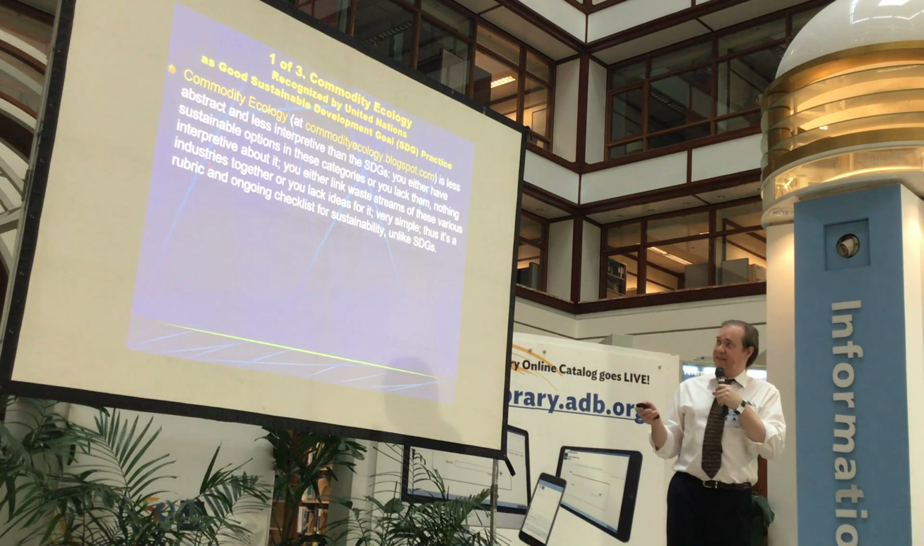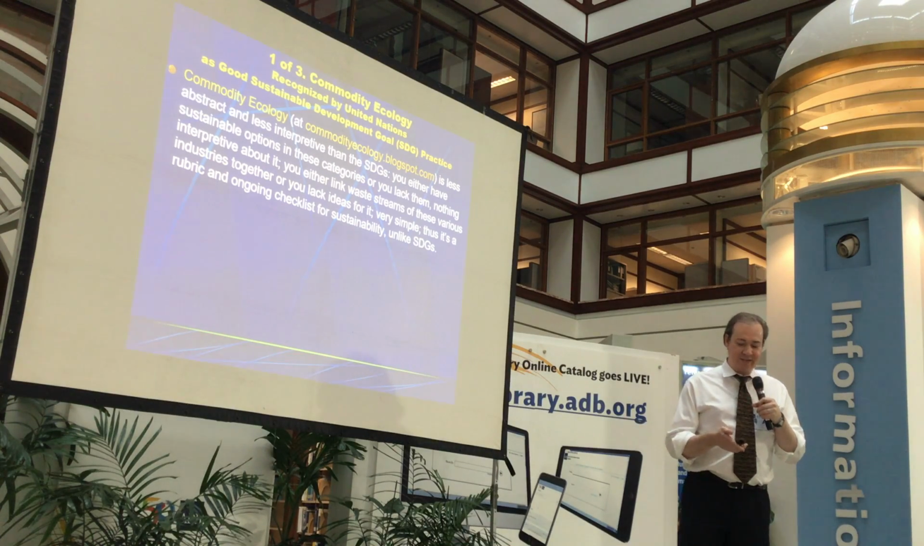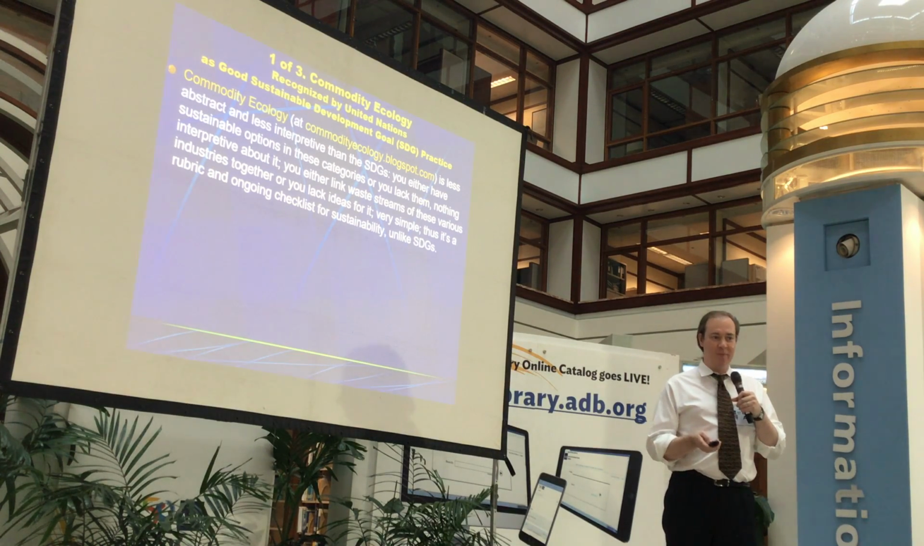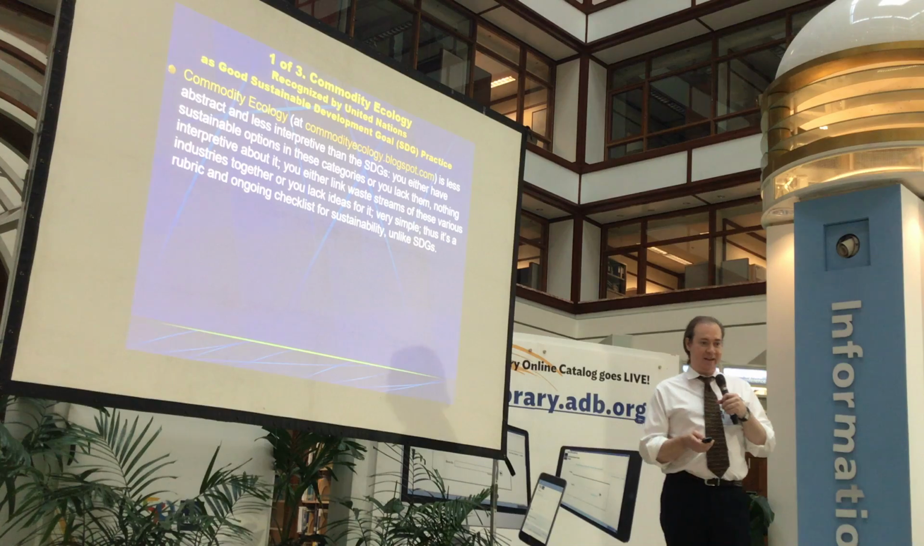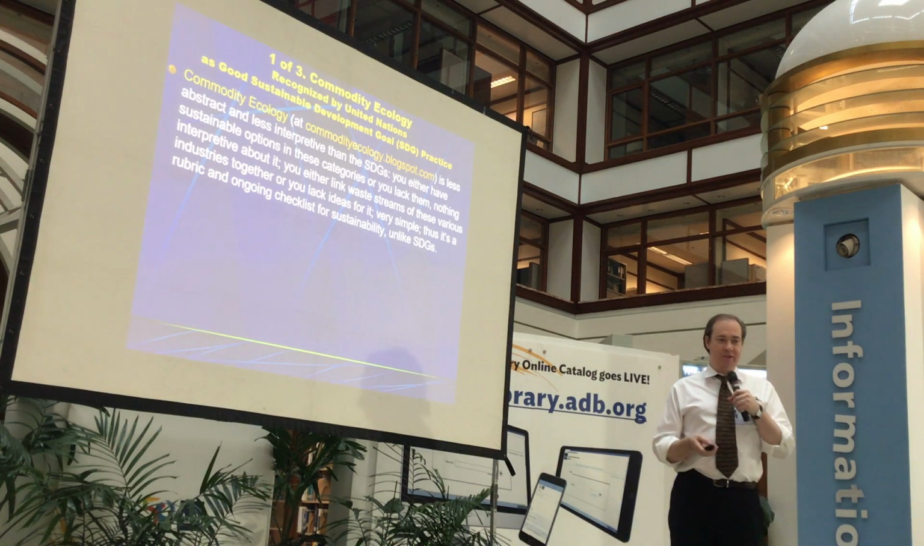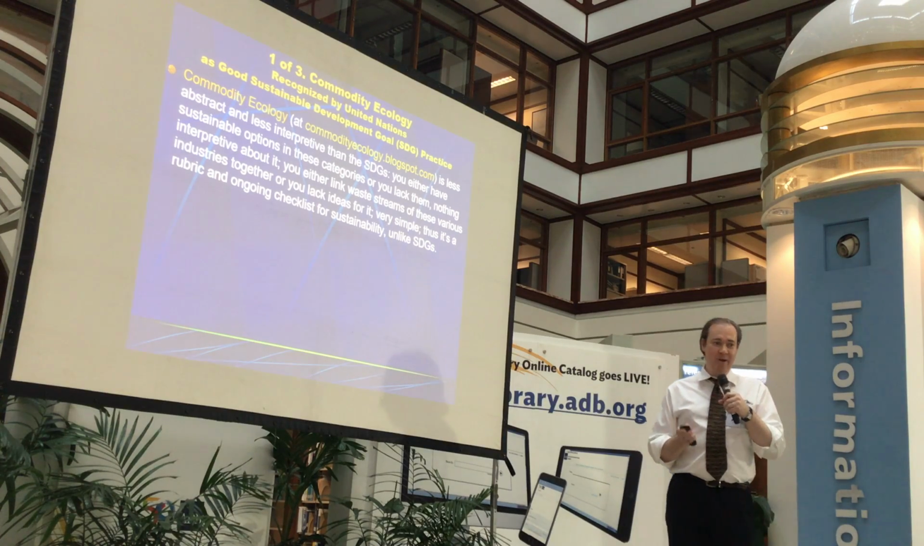And this is less abstract and less interpretive than the Sustainable Development Goals. You either have sustainable options in these categories or you lack them. There's nothing interpretive about it. And you either link waste streams of these various industries together, or you lack ideas for it. This is very simple. It's a rubric and ongoing checklist for sustainability, unlike the abstract Sustainable Development Goals.